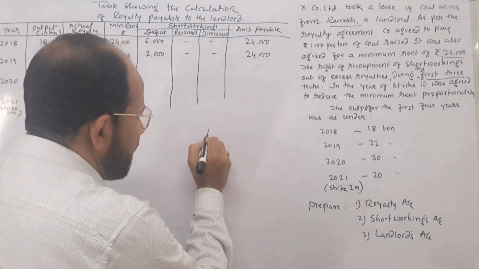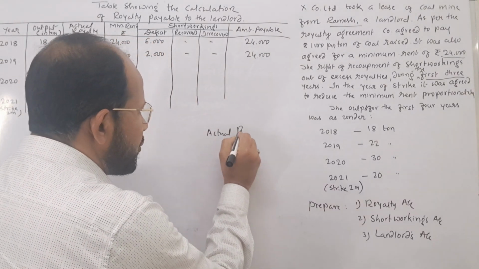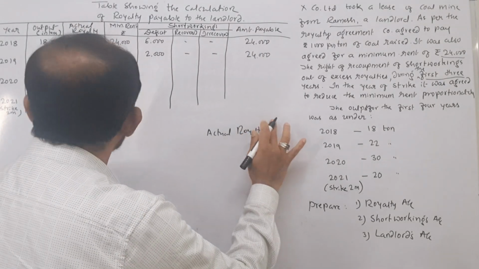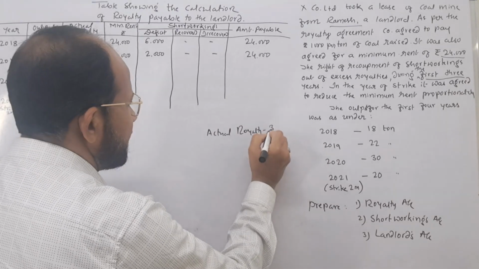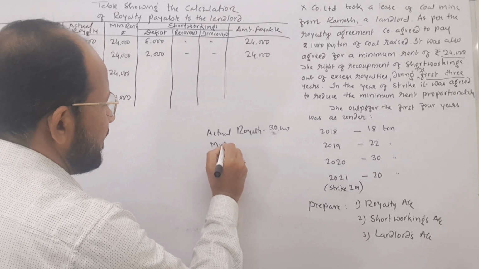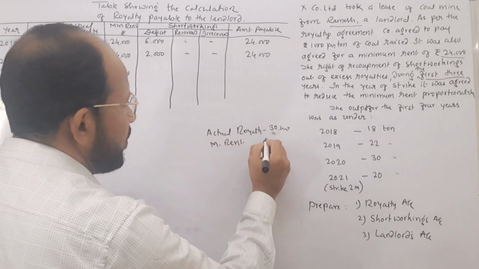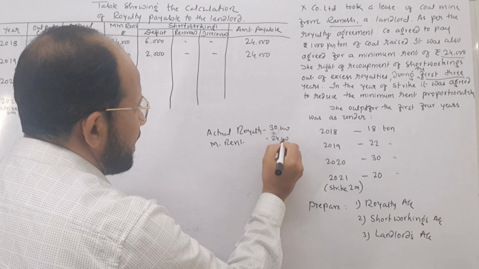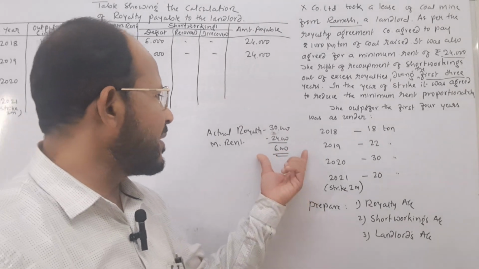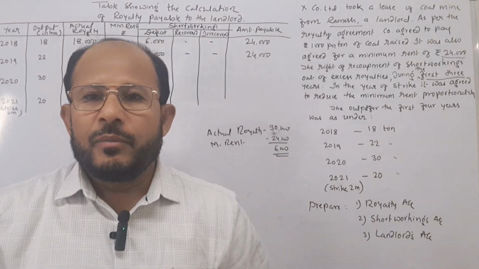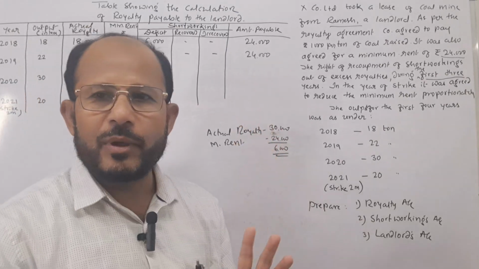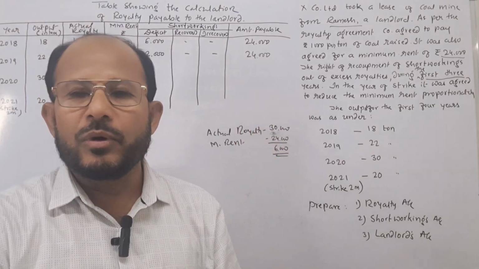Here you see, actual royalty is rupees how much? Rupees 30,000, right? Next one is minimum rent fixed by the landlord, rupees how much? 24,000. Therefore, actual royalty is more than minimum rent. How much excess amount is there? Rupees 6,000. But actually, as per the agreement, rupees 30,000 is required to be paid. To whom? To the owner.